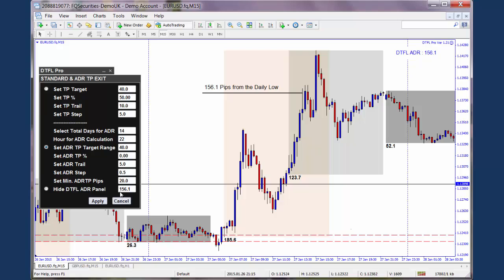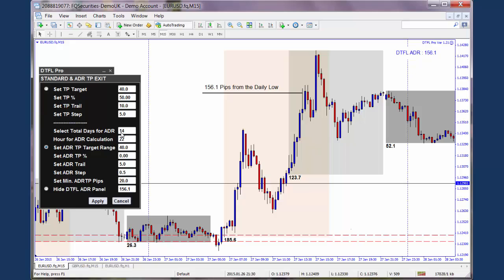So if you want to know what the ADR is, you can always open this panel and have a look at it, and it will tell you it's 156.1. So when it's recalculated, it will display it up here. Like I said, it will display it in this box here as well. So you don't have to have it displayed up there if you don't want to. So I'll just mention that. But the DTFL ADR, what that is based upon and how it's calculated is from these two inputs here. So you need to select here the total amount of days upon which the DTFL ADR is calculated.